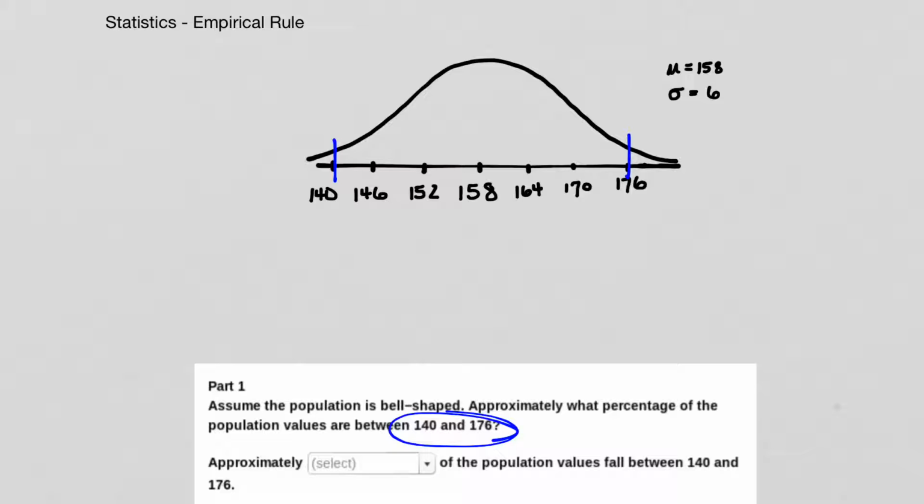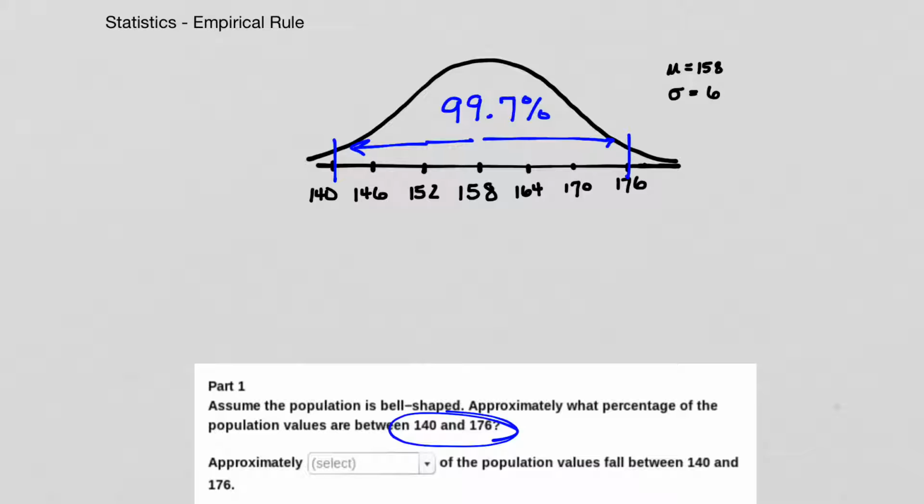And that's 3 standard deviations away from the mean. 3 going this way, and then 3 going this way. So that means that we're talking about 99.7% of the data is between 140 and 176.